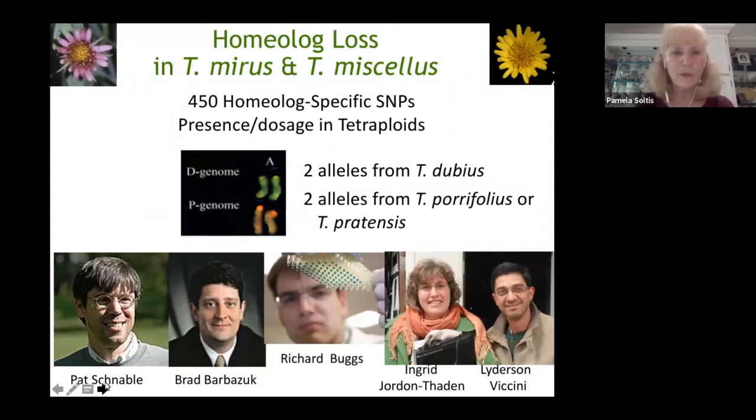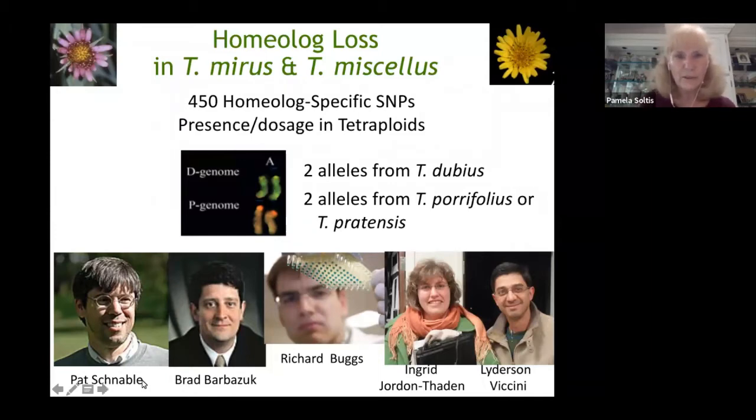And so in some work that we conducted several years ago with Pat Schnabel and Brad Barbazuk, along with former postdocs Richard Buggs and Ingrid Jordan Thaden and a sabbatical visitor, Leaderson Vicini, we investigated this idea of homeolog loss in the two allotetraploids. And we surveyed about 450 homeolog-specific SNPs and looked for presence and dosage in the tetraploids.